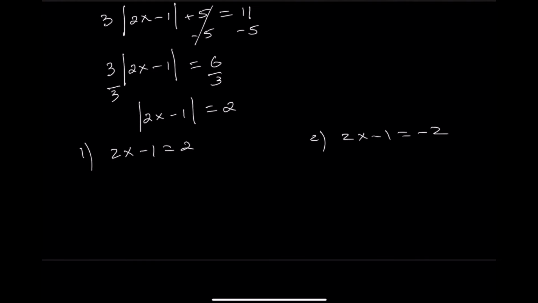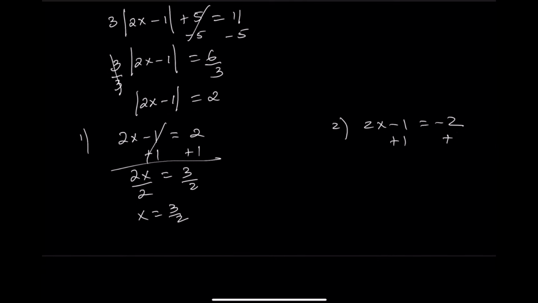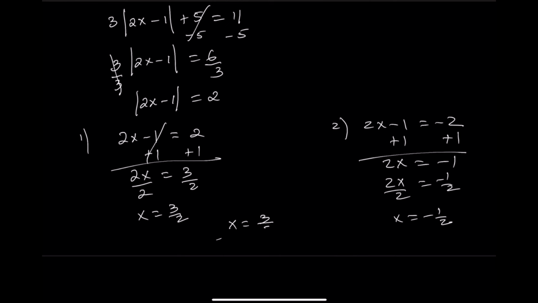Now solve both. For the first, add 1 to both sides. 2x equals 3. Divide both sides by 2, x equals 3 over 2. For the second, add 1 to both sides. 2x equals negative 1. Divide both sides by 2. X equals negative 1 over 2. The solution is x equals 3 over 2, or x equals negative 1 over 2.